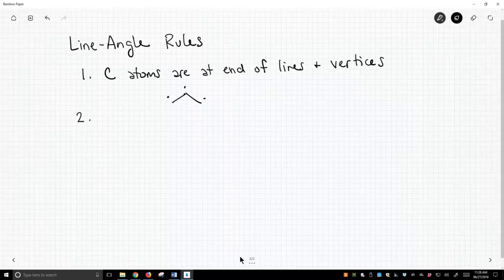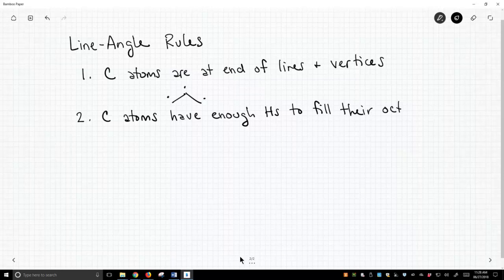The second rule, and we've seen this one as well. Carbon atoms have enough hydrogens to fill their octet. So that means the octet of the carbon atoms. So if atoms are missing, this carbon is only shown with one other bond. That's to another carbon. You must have 3 other hydrogens in there. So that's actually a CH3 group dangling off the end of that molecule.